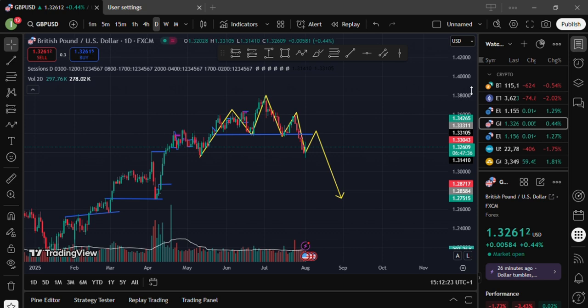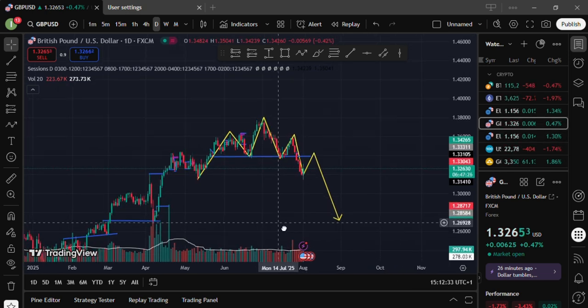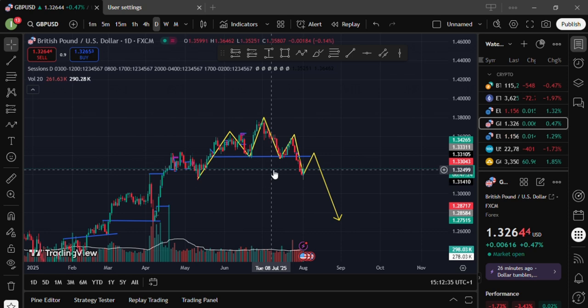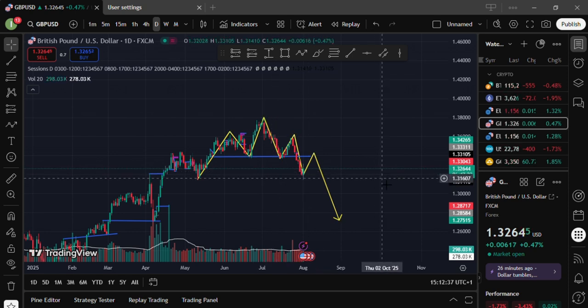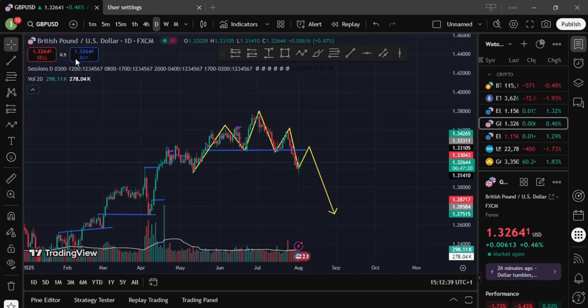I just noticed this on my chart, so I think I should share the idea with you guys. If you look at your GBPUSD, British Pound USD chart, on the daily time frame, you will notice something is actually forming up there. Let me take this out.